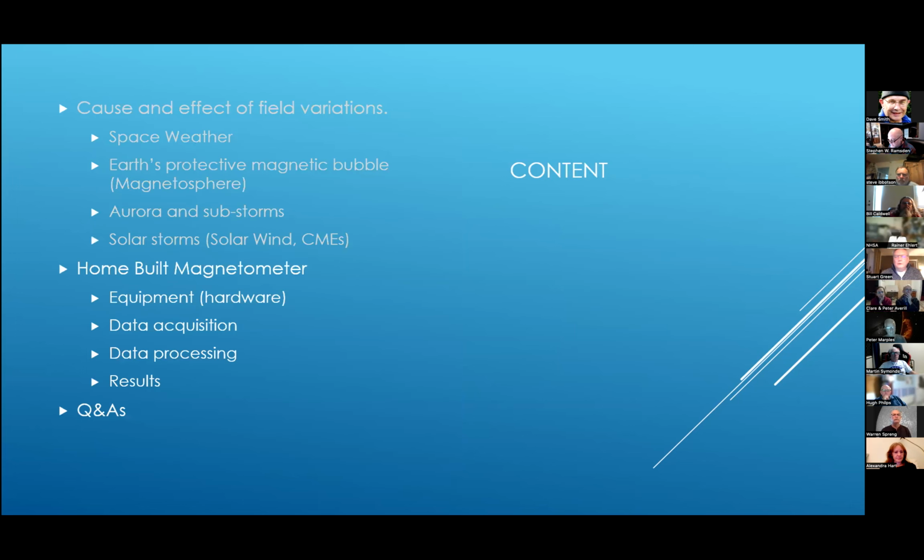Okay, so hopefully everybody's happy with that. Any thumbs up? Are we okay? Yeah, good. Excellent. All right, so now onto the home-built magnetometer: equipment, hardware, data acquisition, processing, and results.